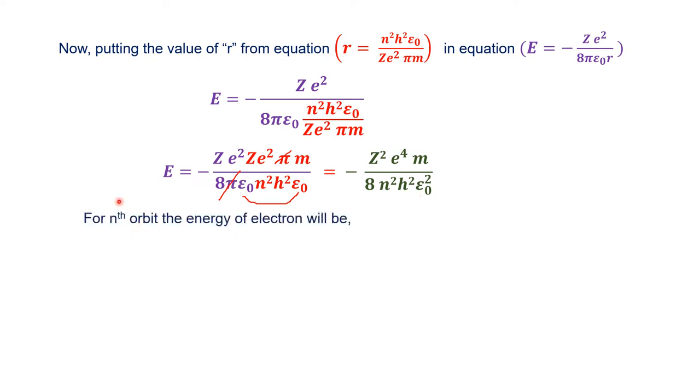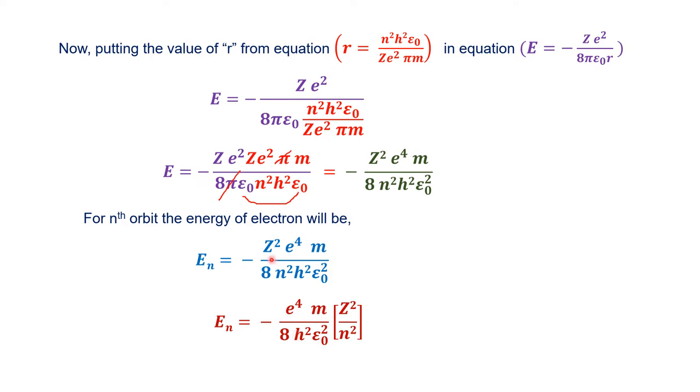Now for nth orbit, for any n orbit, we will get Z square e4 m divided by 8 n square h square epsilon naught square. It is for nth orbit.